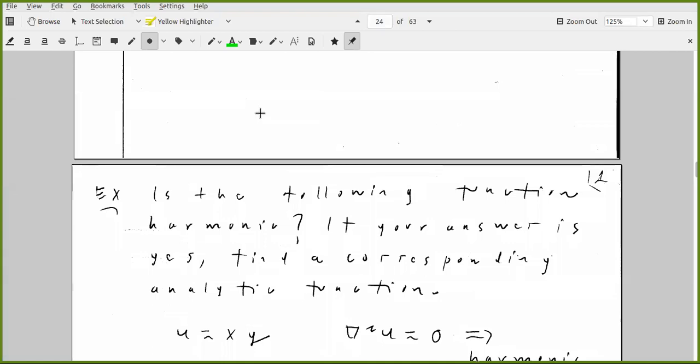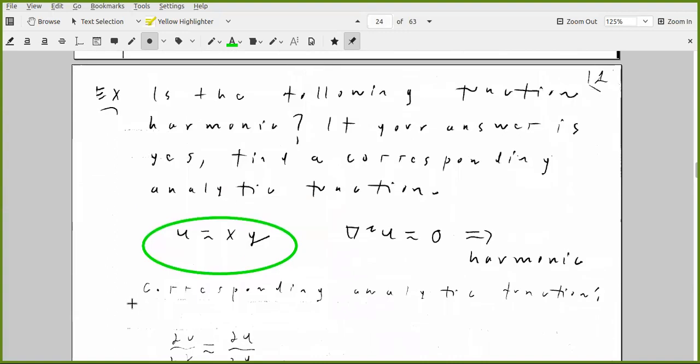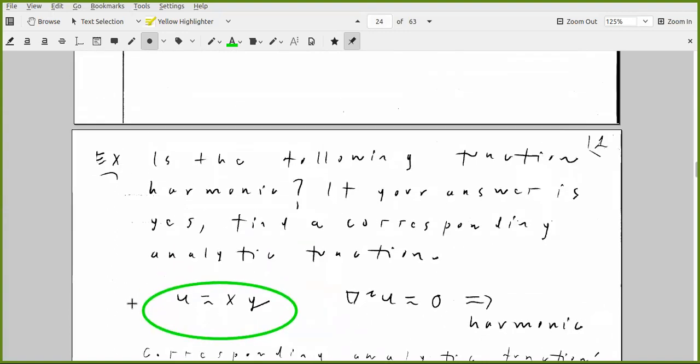Is the following function harmonic? Is the function v equals x times y? And if your answer is yes, find a corresponding analytic function.